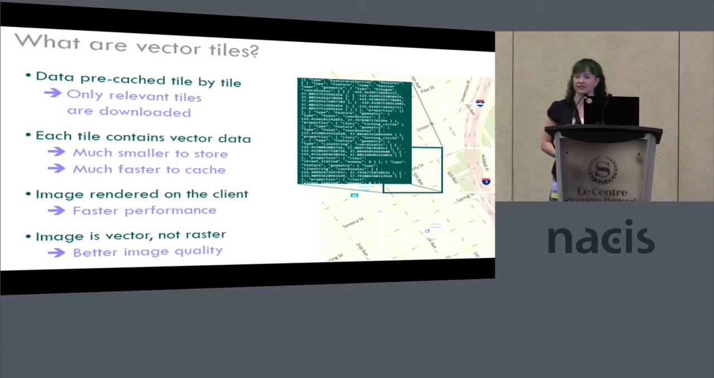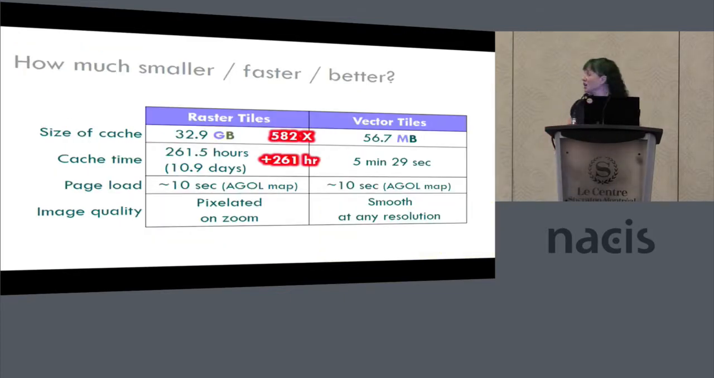How much smaller, faster, and better? Well, I had a really good opportunity to compare because we made our own map with our own data. So I already maintained the raster cache version, and then I made a vector tile version using the same data. And the difference is pretty striking.